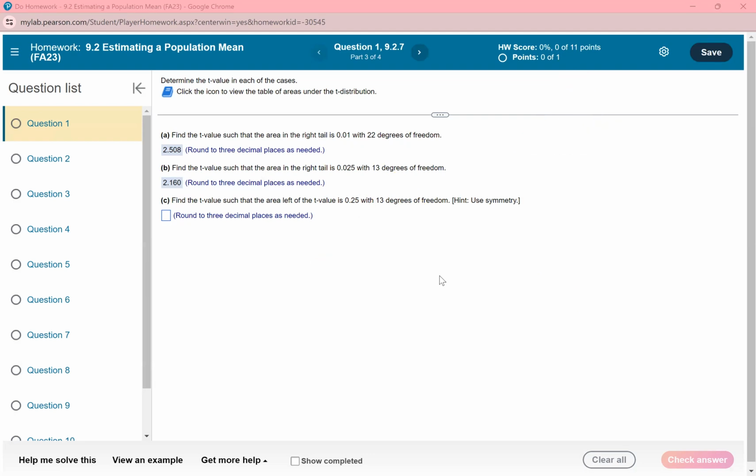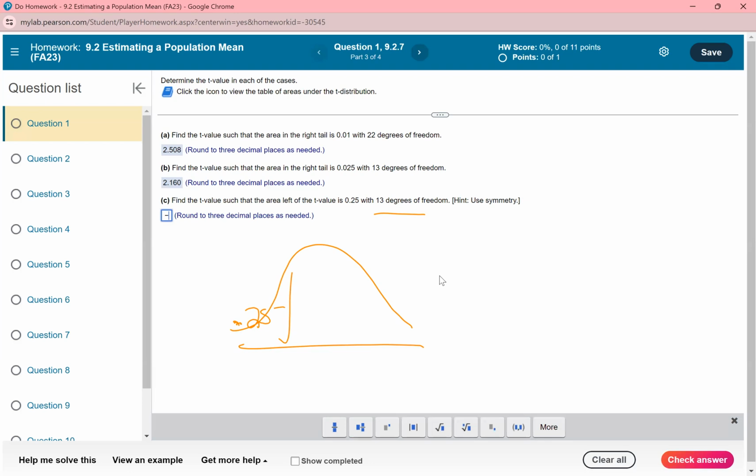The area to the left is 0.25. So the area to the left here is the 25%. The degrees of freedom is 13. So second distribution, the inverse t at 0.25. Notice this time I did not do a 1 minus, because it was already the left area. So negative 0.694.